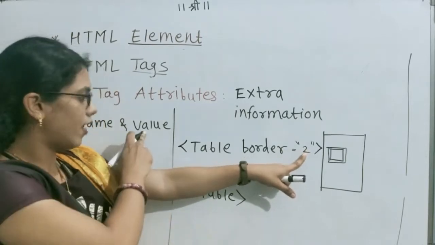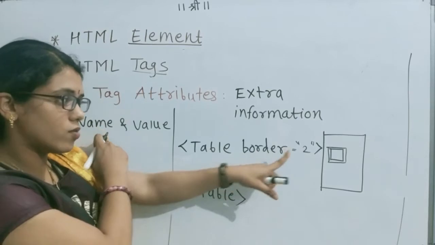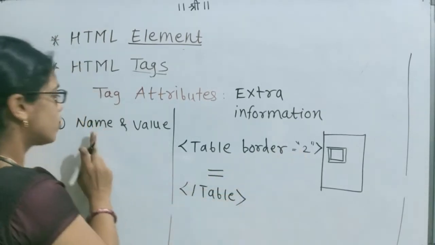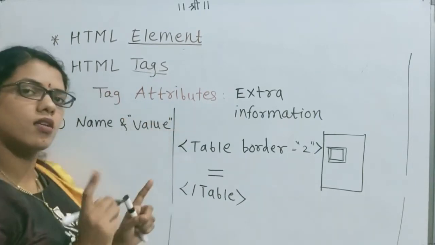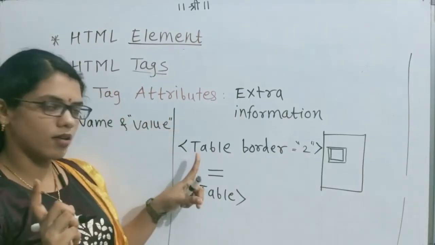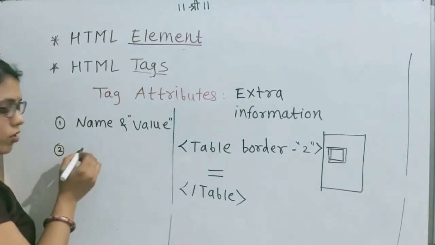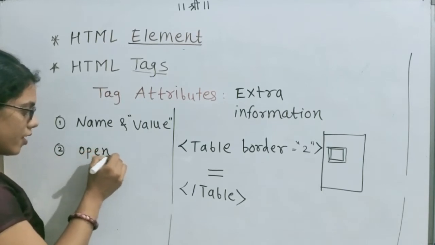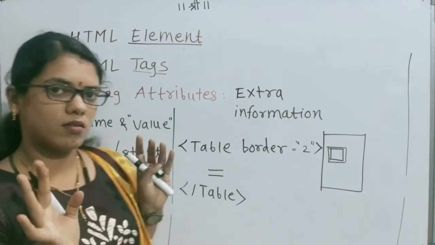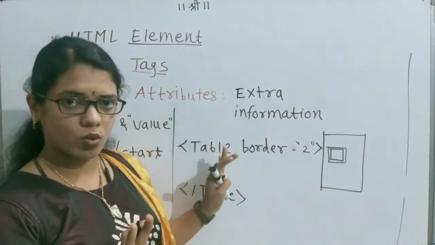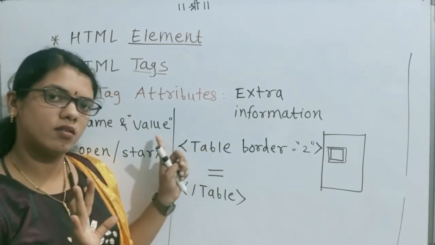Border is the name of the attribute. The value is given inside double quotes. So every time a name and value pair is used, and the value is given inside double quotes. Clear? Second concept: attributes are always declared inside the open or start tag. That's it, the concept is over. This is a simple example of attributes of tags.